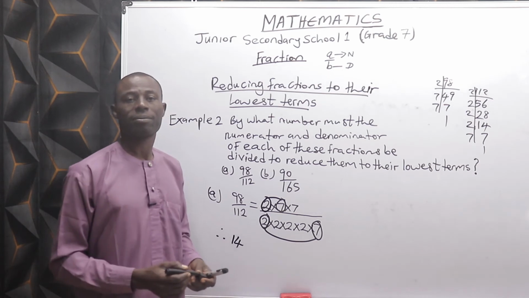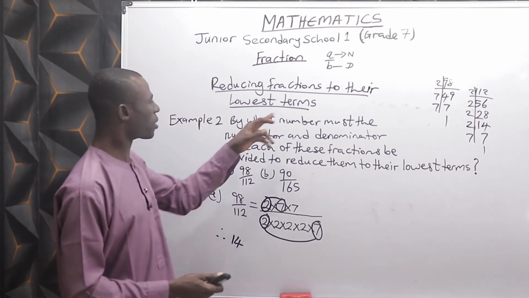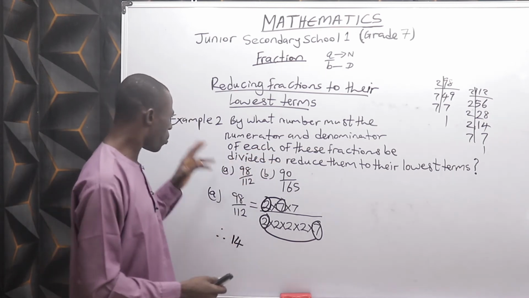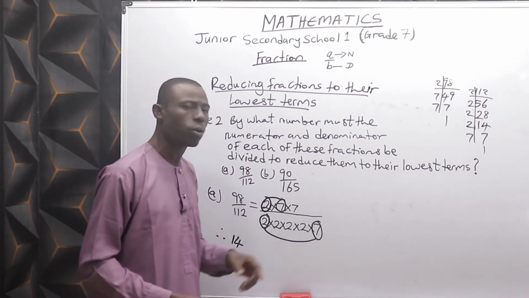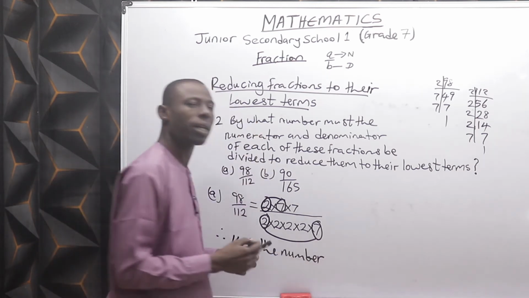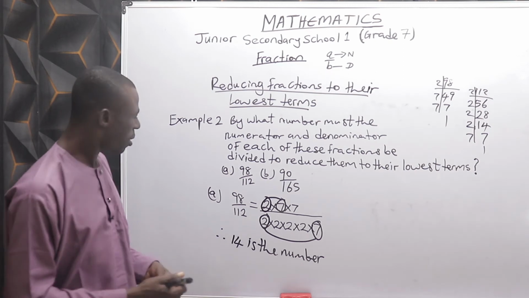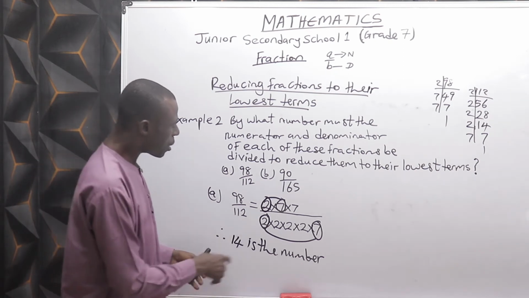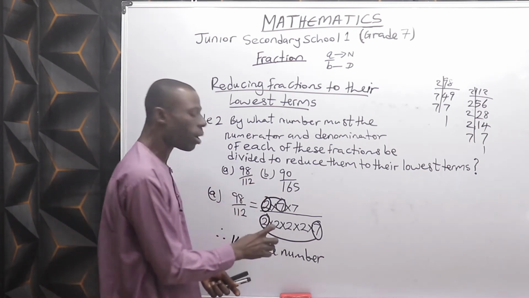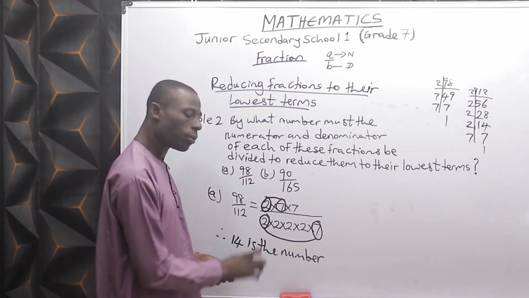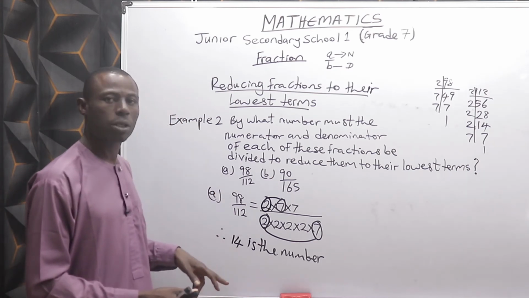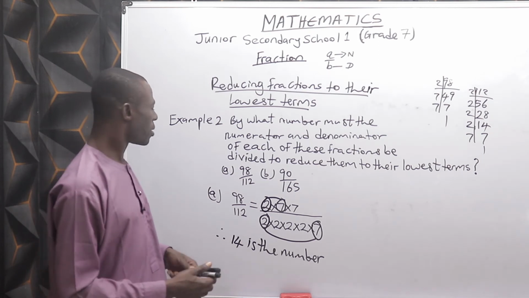is the number. The question is, by what number must the numerator and denominator of each of these fractions be divided to reduce them to their lowest term? 14 is the number. I don't know whether you understand my explanation. To know the number, try to find the product of the common factors to both the numerator and the denominator; that will give you the number that will reduce the fraction to its lowest term.